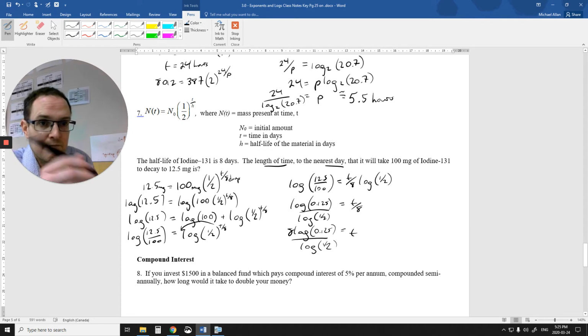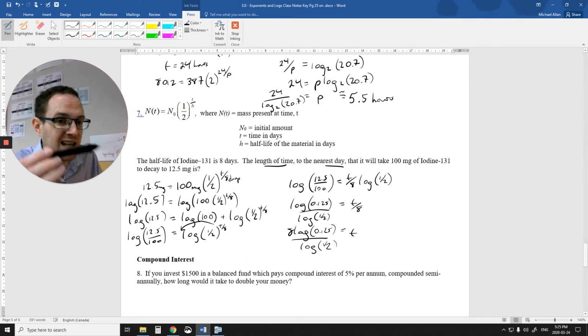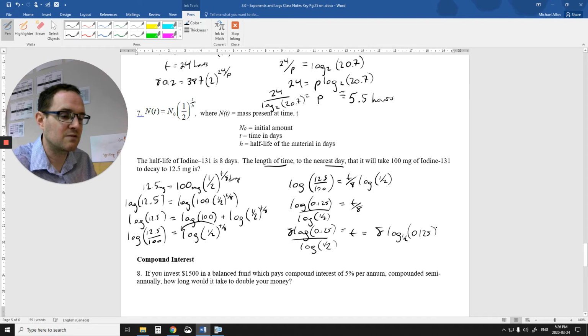Now this is pretty much the only way you can do this question if you have one of the older style calculators that doesn't have a log base change. You just take the log base 10 of both sides and go with it. Now if you can see down here, I'm dividing by log 0.5. So technically this could turn into 8 times log base 0.5 of 0.125, using the change of base identity. So both sides of this equation are the exact same.